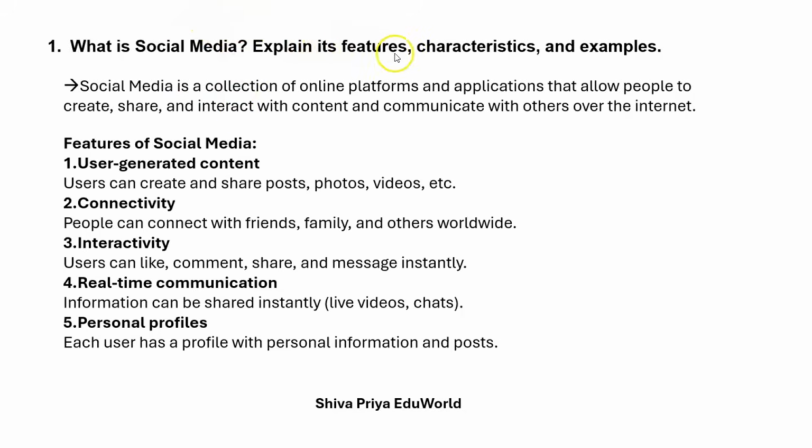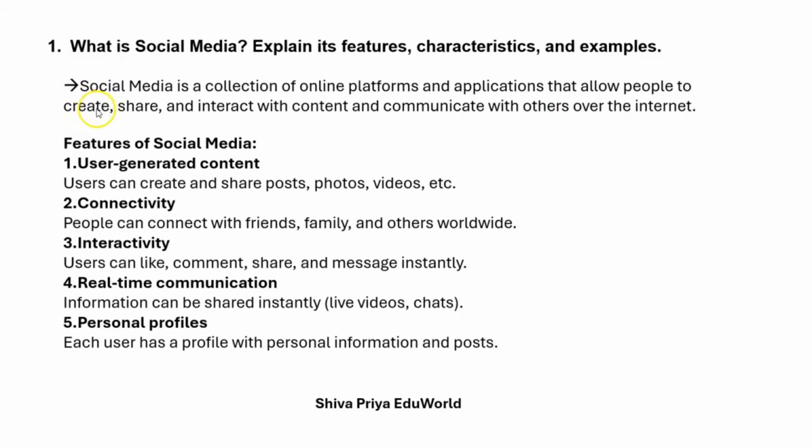What is social media? Explain its features, characteristics and examples. Here, everyone knows what social media is. You just have to write it in your own words, whatever you understand. Social media is a collection of online platforms. That might be YouTube, Instagram, Facebook, anything. Social media is a collection of online platforms and applications that allow people to create, share and interact with content and communicate with others over the internet. This is what social media means.